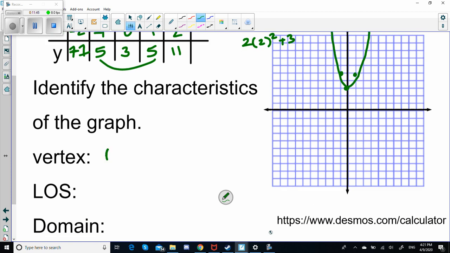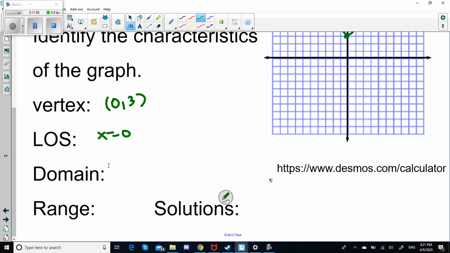So my vertex here is 0, 3. My line of symmetry is x equals 0 because it's still that black y-axis. That's the fold line on the parabola. The domain is all real numbers. The range is y is, let's look, greater than or equal to 3. And the solutions, it does not cross the x-axis, so there are no solutions here.